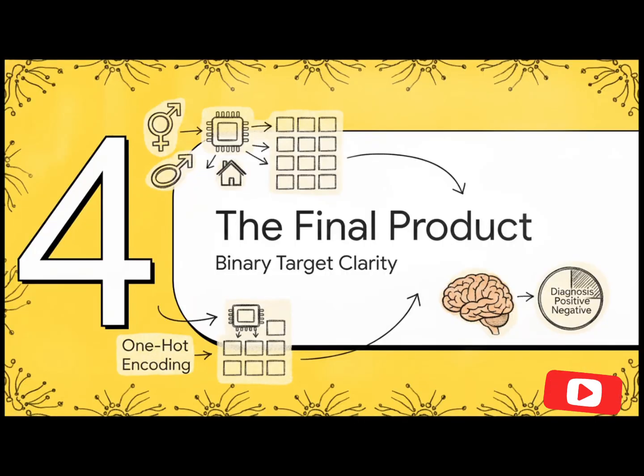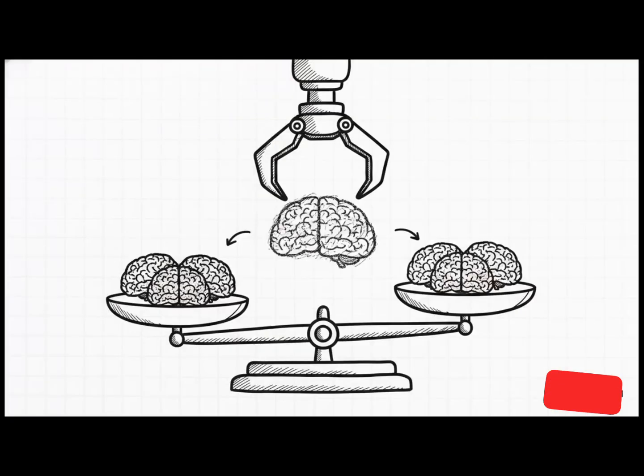Finally, we arrive at Station 4, the final product, and achieving binary target clarity. In ADNI, patients generally fall into three camps: cognitively normal, mild cognitive impairment, and Alzheimer's disease. To establish a really reliable clinical screening baseline, we temporarily drop the 779 patients in the highly heterogeneous MCI group. By focusing purely on a clear binary classification, cognitively normal versus Alzheimer's disease, we make our model boundaries incredibly distinct. This is perfect for a primary screening tool, and honestly, it's excellent for educational clarity.